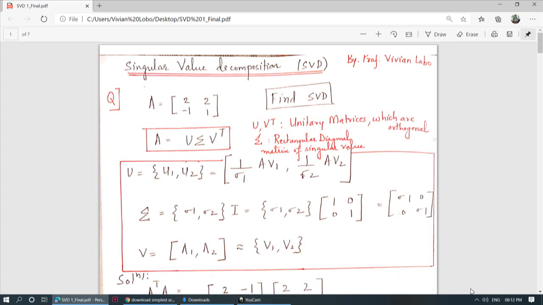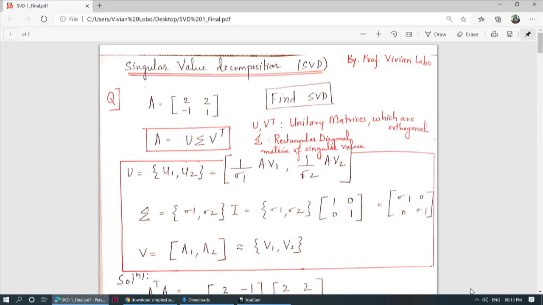Hello students. In today's video session, we are going to study another very prominent dimensionality reduction technique, which is called singular value decomposition. So we have seen principal component analysis, which is one of the dimensionality reduction techniques. Also, we have seen ICA, independent component analysis. The next one that we have is called the singular value decomposition technique.